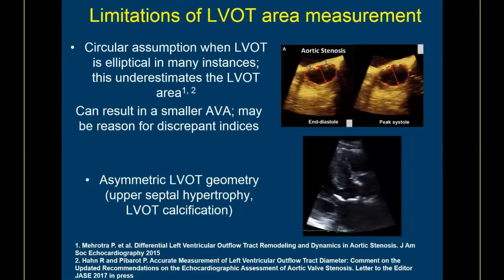Other issues with the LVOT area measurement are how to deal with asymmetric LV geometry when you have a big upper septal hypertrophy. Do you measure here or here? That's something we struggle with on a practical level. We don't definitively tell you how to deal with this, but it's important to try to get it at the level where you also measure your LVOT velocity, and where that LVOT velocity remains laminar. Typically that's not here, but maybe just below, in this region just below the aortic annulus.